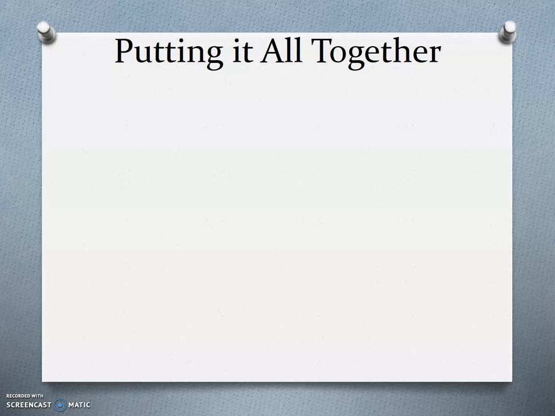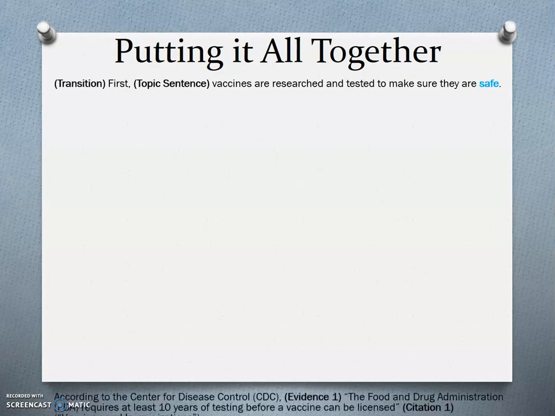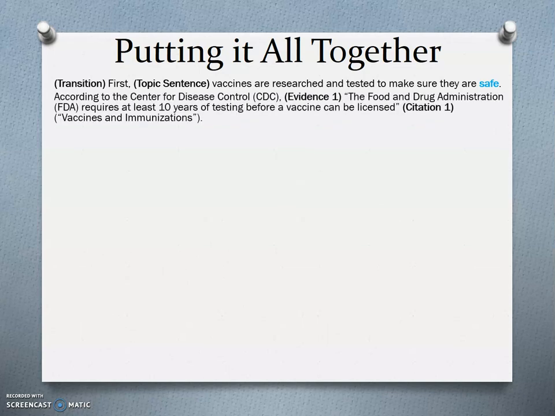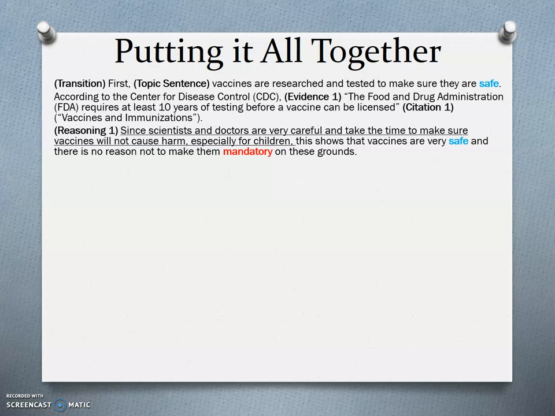None of these pieces are really new. We've seen them all along. And now we get to see it in one piece. So first we get our transition and the topic sentence. First, vaccines are researched and tested to make sure they are safe. According to the Center for Disease Control, we've read this piece of evidence many times. I've got my evidence, I've got my citation, then I've got my reasoning to go with that. I have summarized the evidence, I have pointed out the topic and connected to the claim.